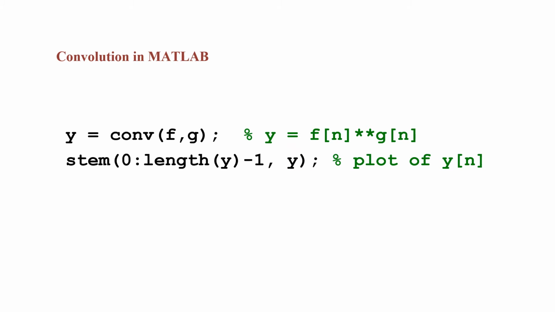For the y-axis, we're going to put y, which is simply our signal that we want to plot, which is the convolution of f and g.